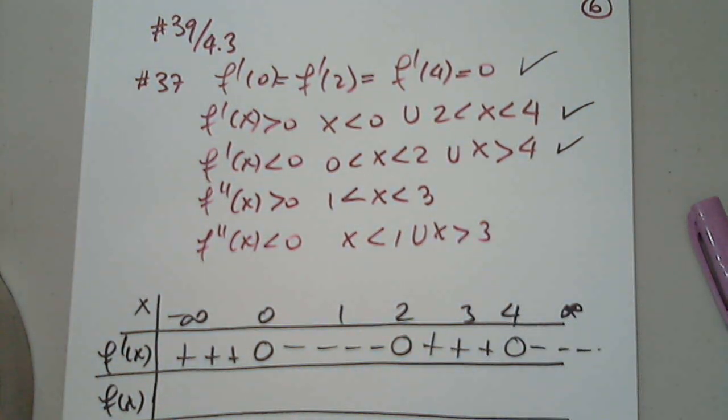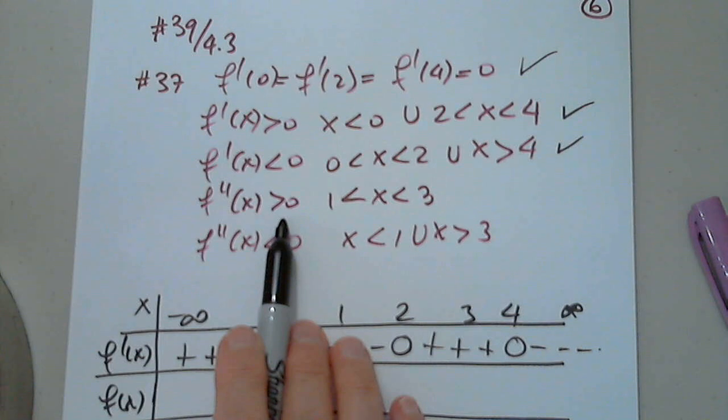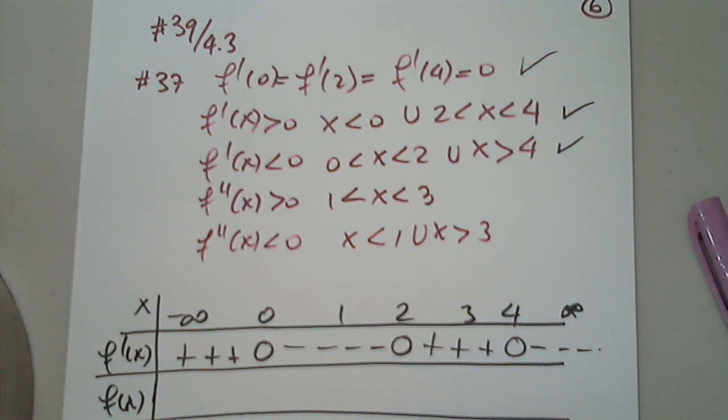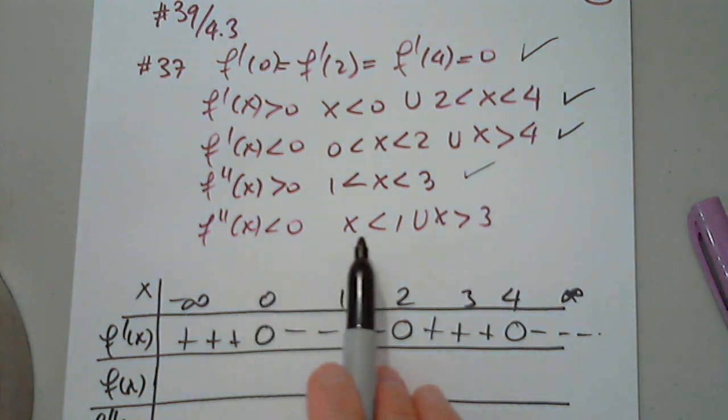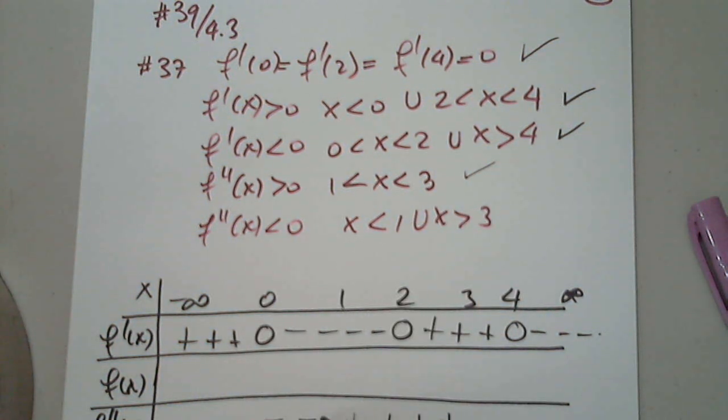Done. The second derivative is positive between 1 and 3. Done. And it's negative to the left of 1 and to the right of 3. Done.